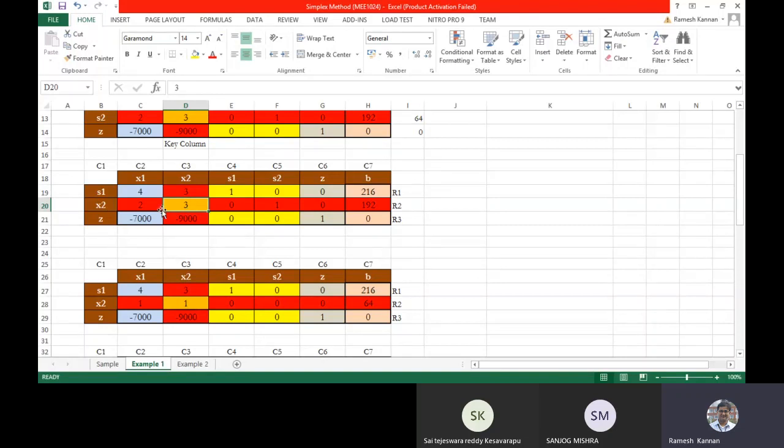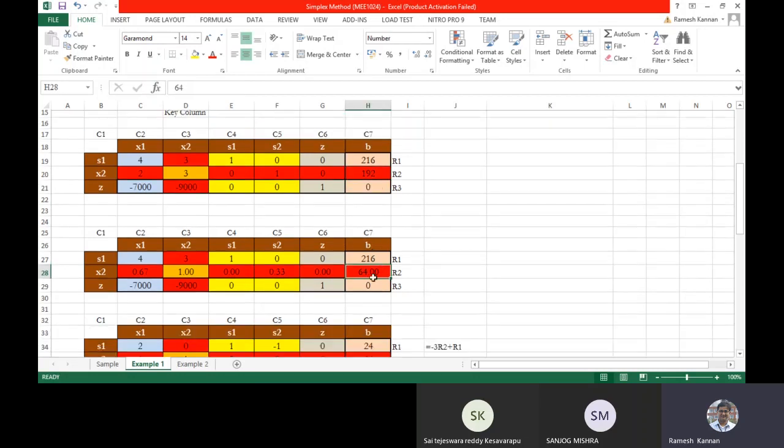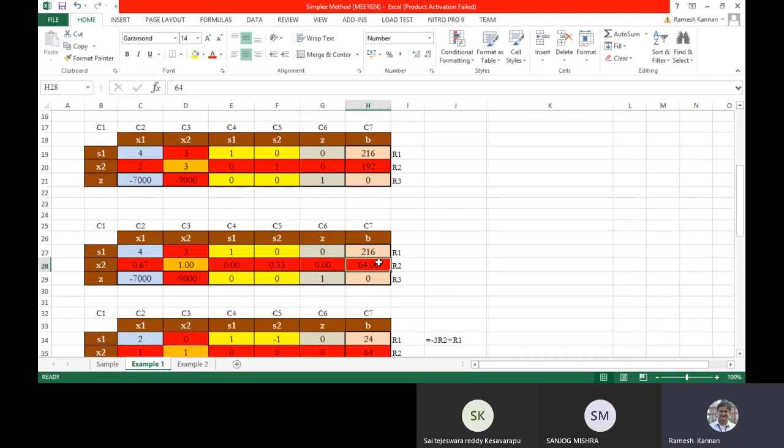So 2 divided by 3 is in decimals, 0.7, and I'll just make it non-decimal. 3 divided by 3 is 1, which means we have made this pivotal element 1. And 0 divided by 3 is 0, 1 divided by 3 is 0.33, 0 divided by 3 is 0, and 190 divided by 3 is 64. So this is the procedure by which we make the pivotal element 1.